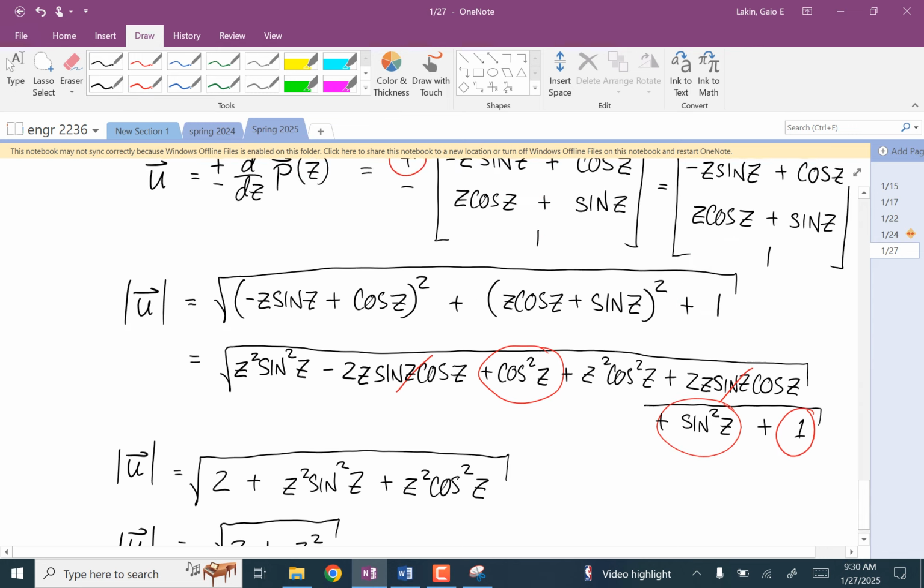Quick question, how did you go again from the top to the bottom? The 2 plus z squared? Oh yeah, well, sine squared of anything plus cosine squared of the same thing is equal to 1.